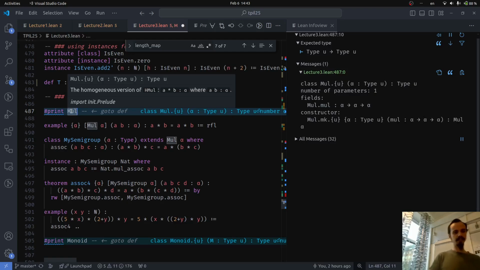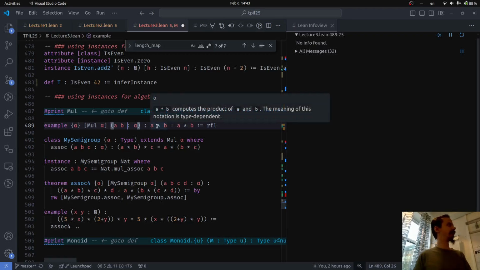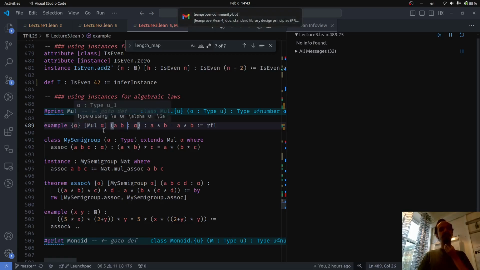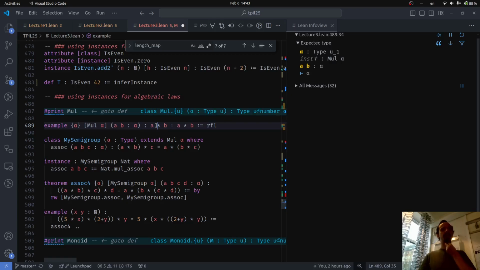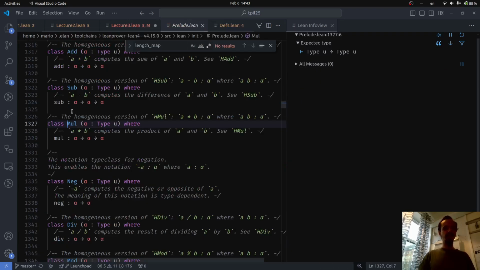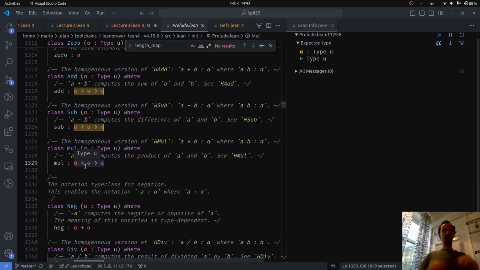One of the uses of type classes is for notation. So let's say that I wanted to be able to write A times B. I've used this several times for natural numbers, but it's actually a generic thing. If I have a type alpha which has the Mul type class, then I can write the star between elements A and B. The definition of Mul is quite simple: you supply a function alpha to alpha to alpha, and now you have the ability to multiply stuff on this type alpha.